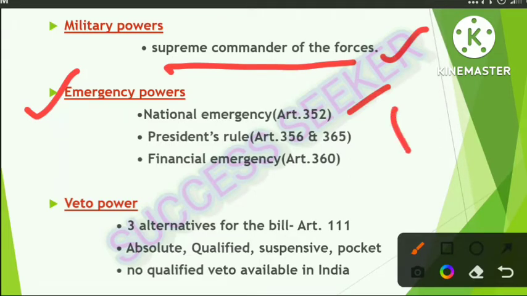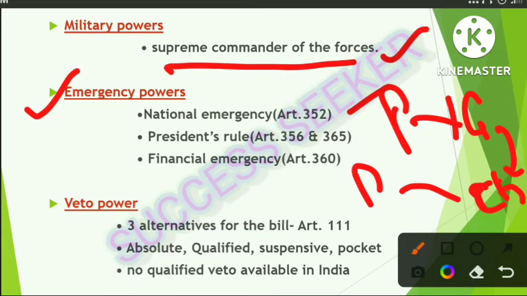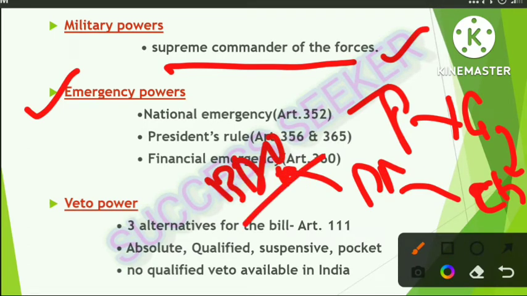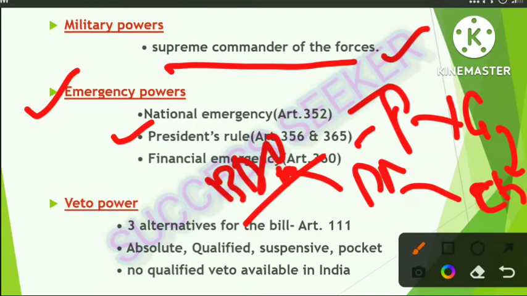It is under the President of India, and the President guides the governor, and the governor guides the chief secretary, and the chief secretary guides the district magistrate, and the district magistrate guides the BDO, block development officer, for discharge of functions during national emergency. President's rule under Article 356 and 365 is also under the President's action, on the recommendation of the governor, and the President imposes President's rule on the state. Financial emergency under Article 360 is also under the President of India.